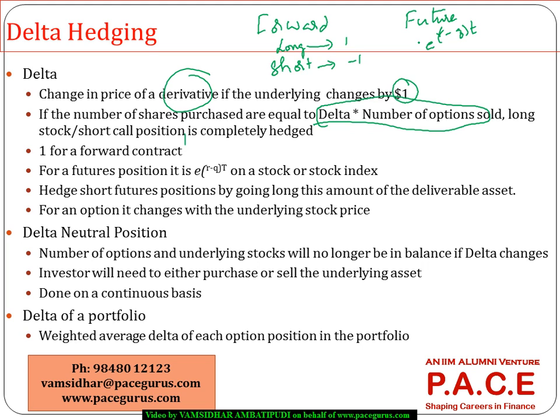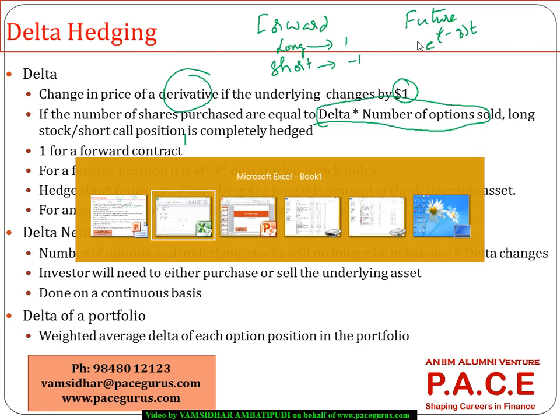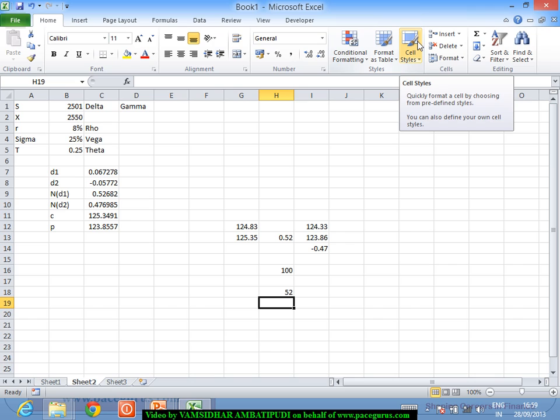But in case of options, it changes. For a forward, it's always 1. For a stock, it's always 1. But for an option, it may be much lesser than 1. Maximum value can be 1, but generally, it is much lesser than 1. In most of the cases, it lies between 0 and 1 for a call, and 0 and -1 for a put.